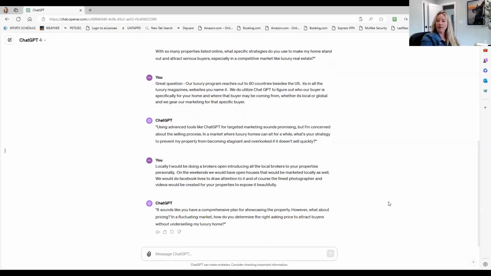You have a comprehensive plan for showcasing the property. However, what about pricing? In a fluctuating market, how do you determine the right asking price to attract buyers without underselling my luxury home?